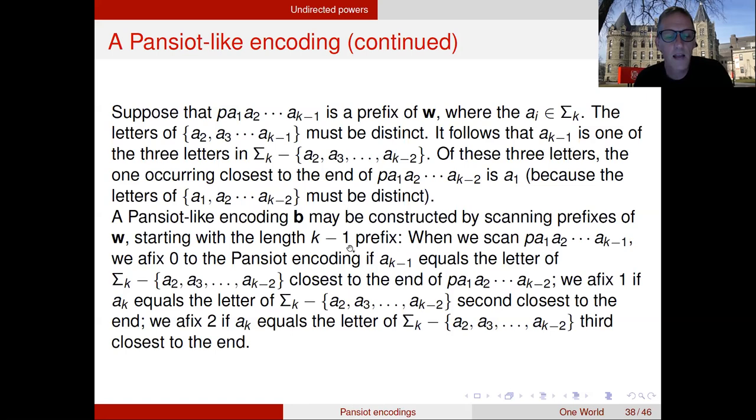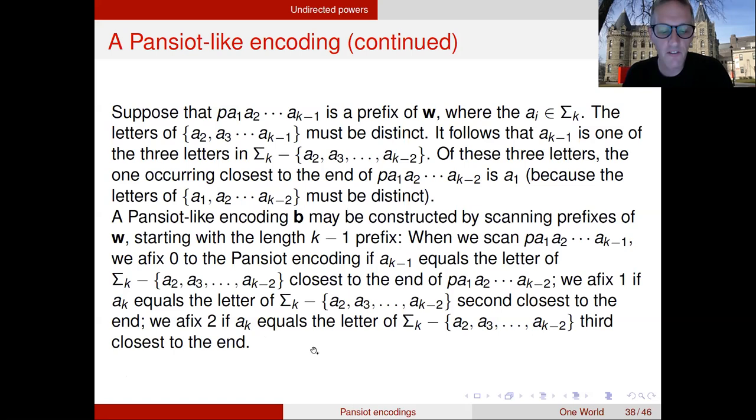Sorry, we scan the prefixes, starting with the length K minus 1 prefix. When we've scanned a prefix, we stick a 0 on if A_K minus 1 is the letter of sigma K minus A2 up to A_K minus 2 closest to the end. We stick on a 1 if A_K is the letter second closest to the end. And we affix 2 if A_K is the letter of sigma K minus A2, A3 up to A_K minus 2, third closest to the end. So it's like a Pansiot encoding, except that we're over a three-letter alphabet.